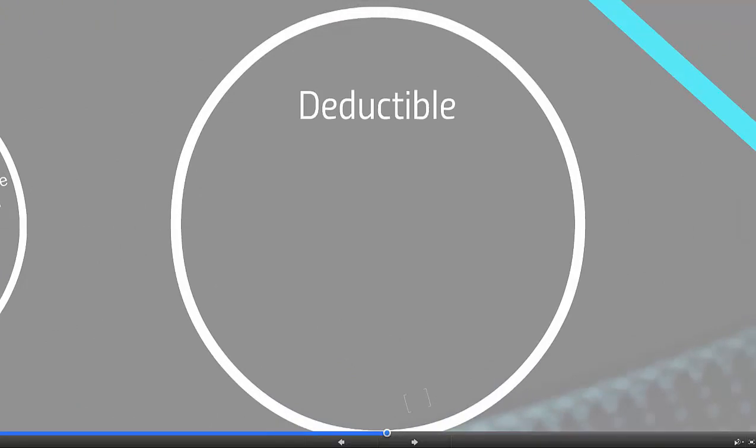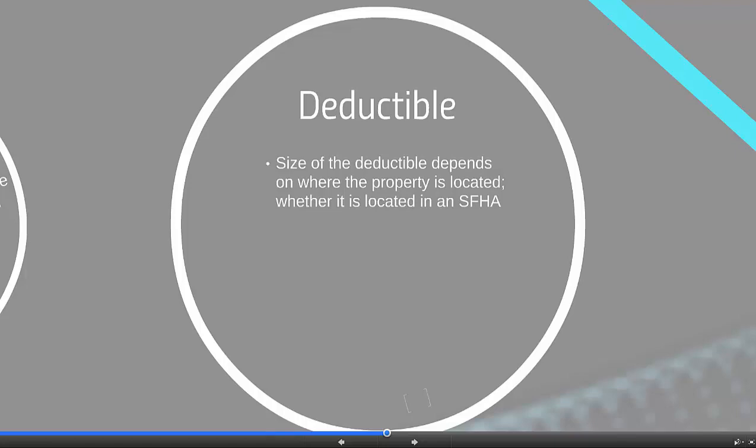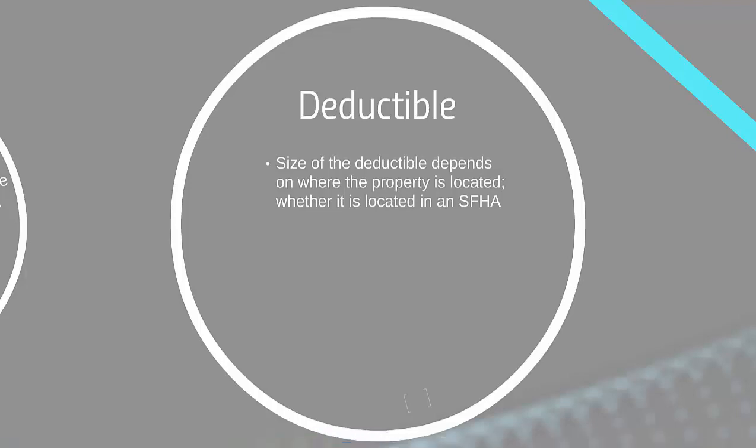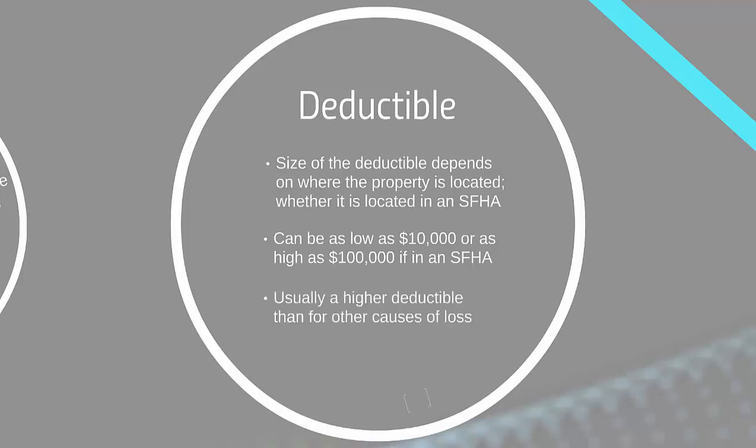Let's talk about the deductible in the flood endorsement. The size of the deductible depends on where the property is located. In other words, whether it is located in an SFHA. Deductibles tend to range from $10,000 to $25,000 outside of an SFHA, or can be as high as $100,000 if the property is in an SFHA. There's usually a higher deductible with flood insurance than for other causes of loss.